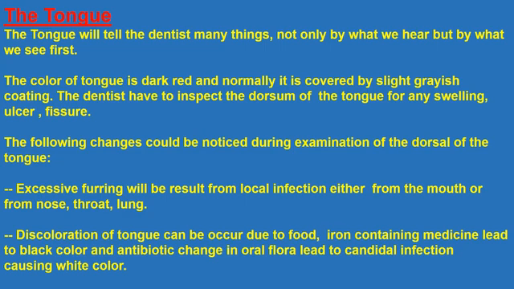Discoloration of the tongue is very important and tells us about many things. Discoloration may be due to recently taking certain food that makes it pigmented, or maybe due to iron containing medicine that leads to black discoloration. Also, taking antibiotics for a long period makes discoloration of the tongue due to the changing of oral flora that leads to candidal infection causing white discoloration.